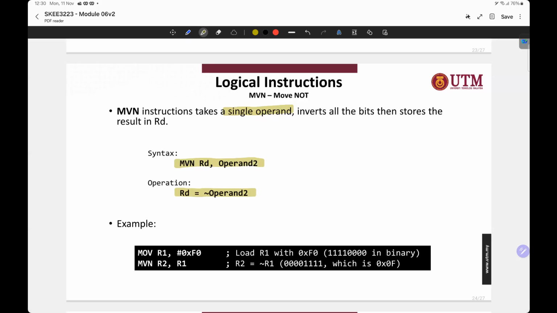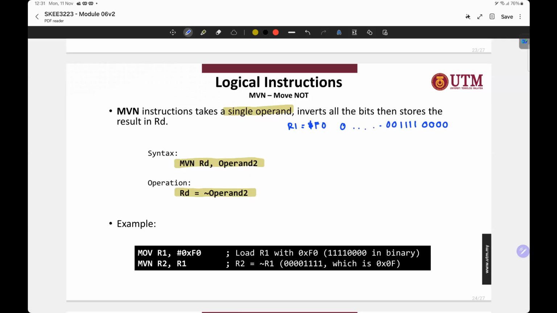For example, we look at these examples. MOV R1, #0xF0. So R1 equals F0. F0 is 0, 0, 0, 0 and then 1, 1, 1, 1 for F, and 0, 0 until bit 31.